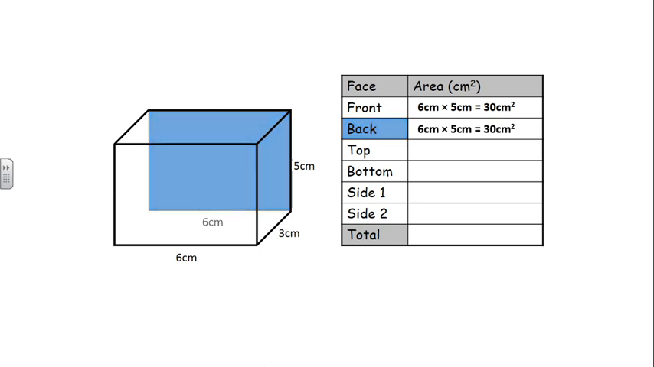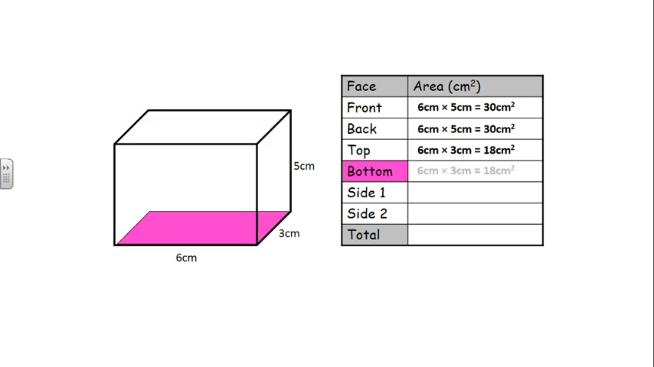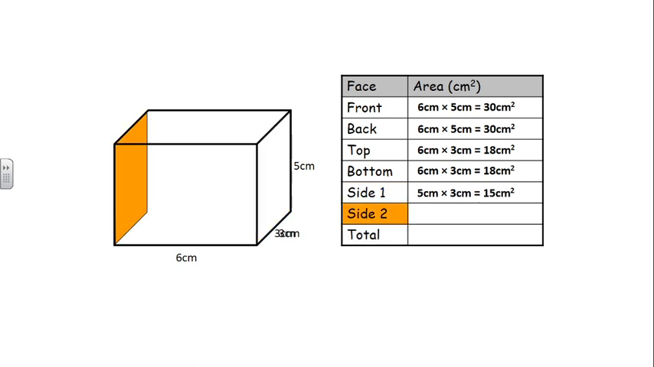So the top is going to be, well, it's 6 times 3. It's the same as the bottom. You look at the bottom numbers. You see, the width is 6. It goes 3 back. It's 18. The bottom is the same. Exactly the same. It should be in pairs. The sides, well, it's 3 times 5. You see, 3 across, 5 up. And the same for the other side as well.